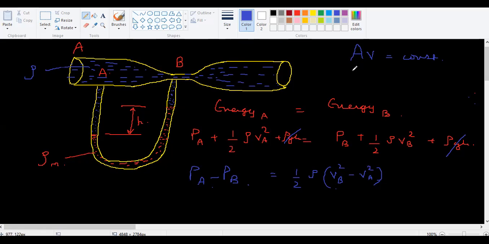Now, you're turning your pages. At least before coming to the class, you should go through what we did in the previous class. Otherwise, it's going to be very difficult. So area at A times velocity at A should be equal to area at B times velocity at B.